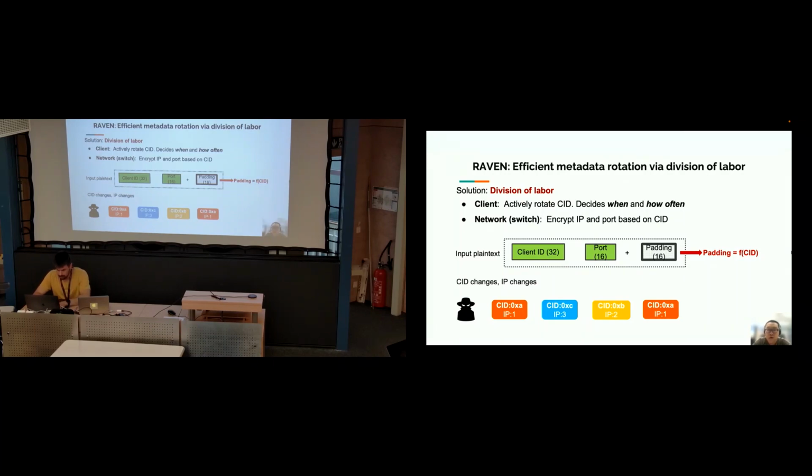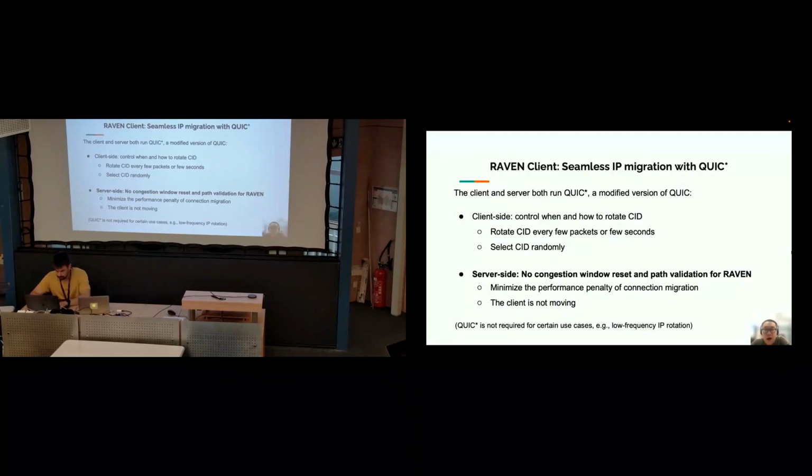Recall that in the encryption, we need to add some paddings. In Raven, the paddings will be generated based on connection IDs. Now, every time the connection ID changes, the client IP and the port will also change. Active connection ID rotation is not supported in the current QUIC, so we create a modified version of QUIC called QUIC Star, in which the client can control the connection ID rotation.